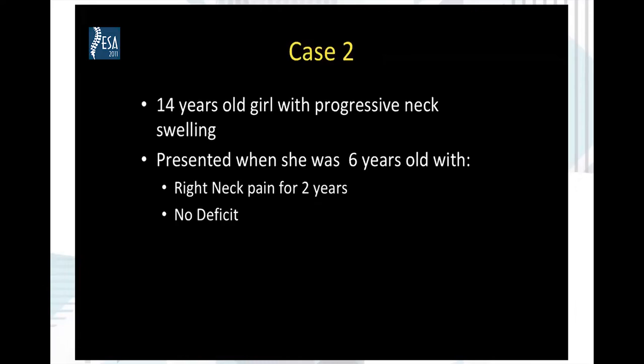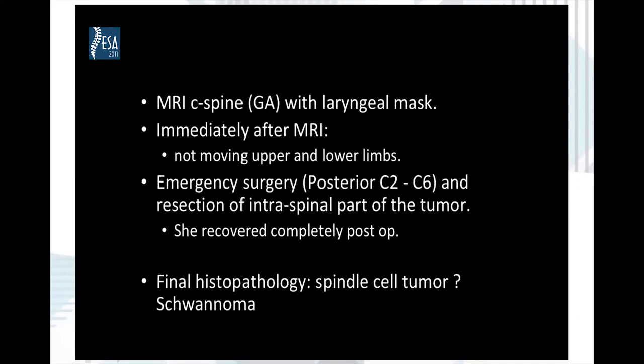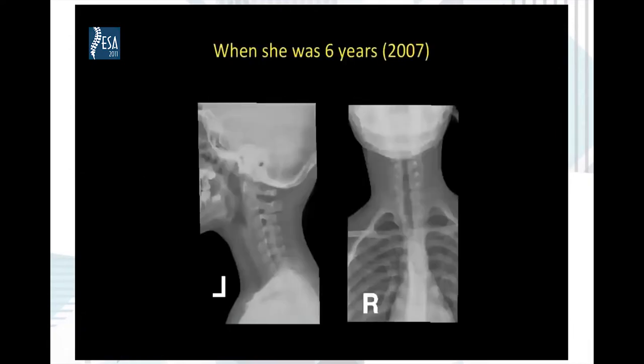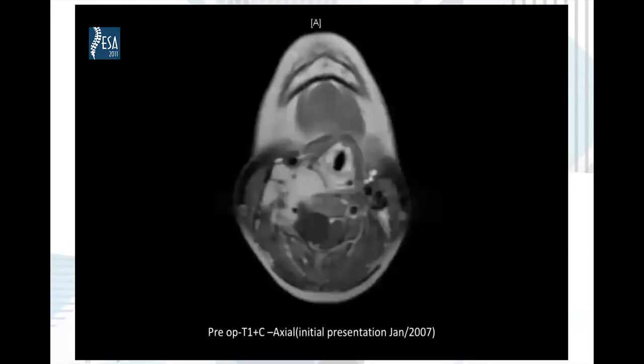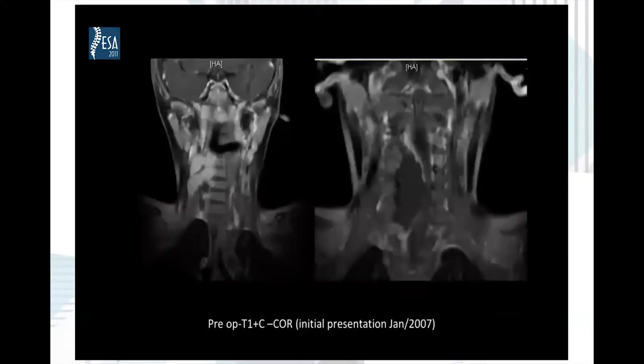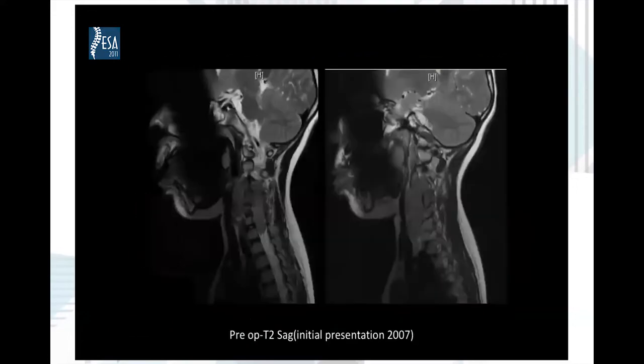This is a 14-year-old girl with progressive neck swelling. She originally presented when she was only 6 years old with neck pain. At that time, she had an MRI and was found to have neurological deficit after the MRI. What was the tumor? This was the tumor in front of the upper cervical spine and going into the interdural space, interspinal space, compromising the spinal cord significantly.